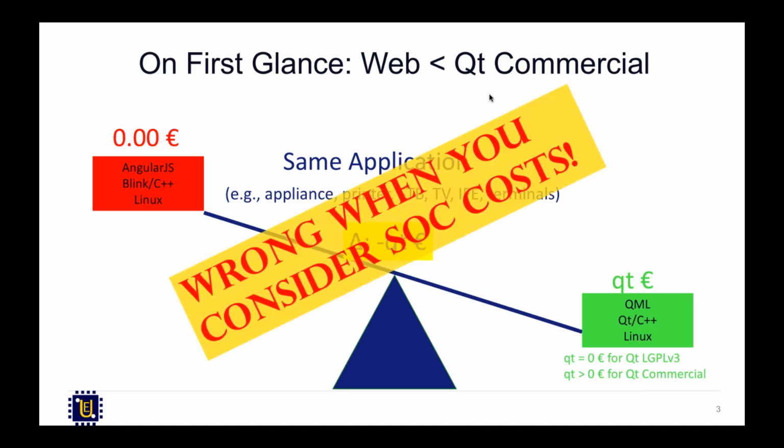But the whole thing is actually wrong. And it's wrong when you consider the costs for your hardware, for your system on chip. Then, and that's what I will show you, the scales will change and Qt will be much, much cheaper than using web for your embedded system.